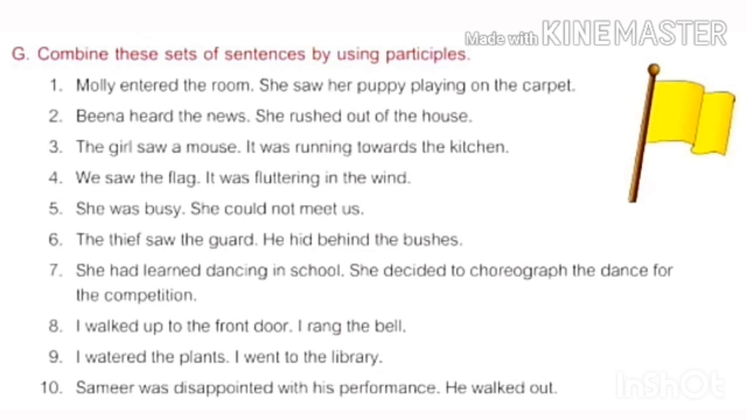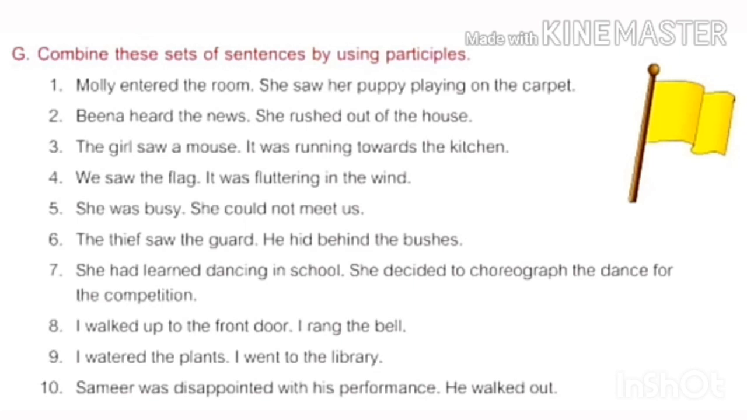So again we can use past participle, perfect participle or present participle. So we can say that having learnt dancing in the school, she decided, here we are using she because no proper noun is given. She decided to choreograph the dance for the competition.